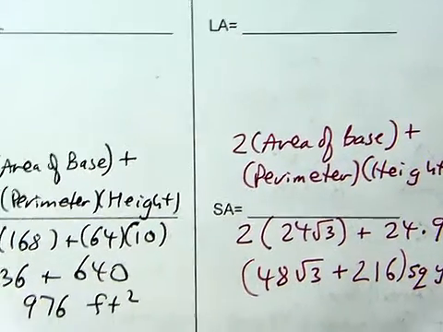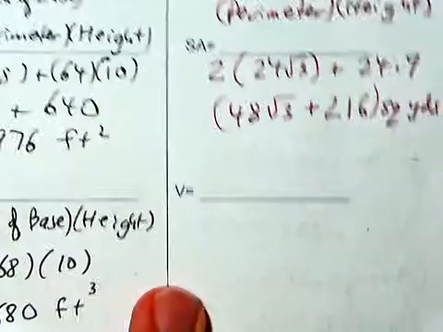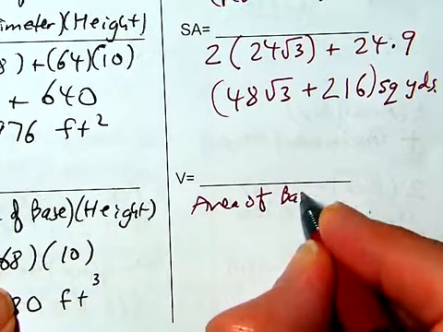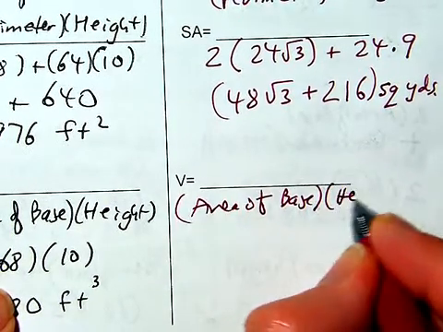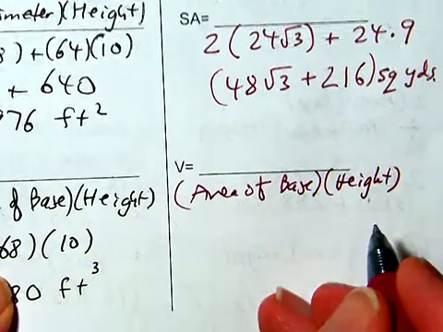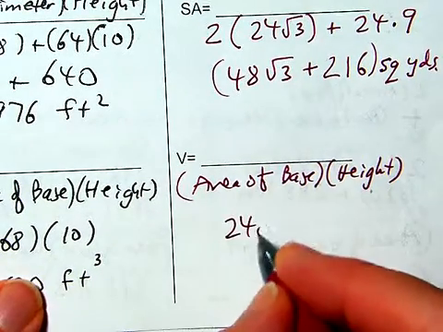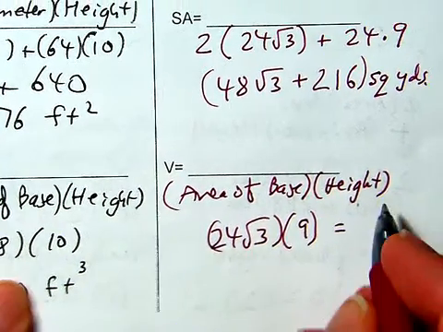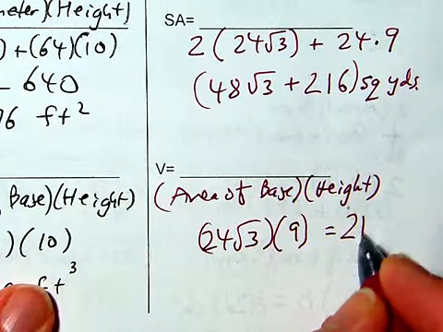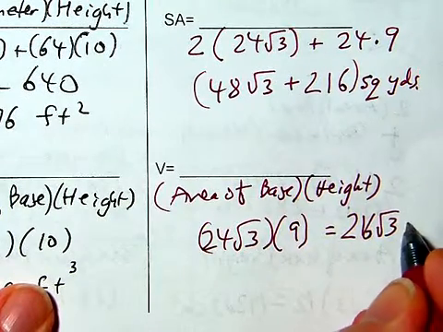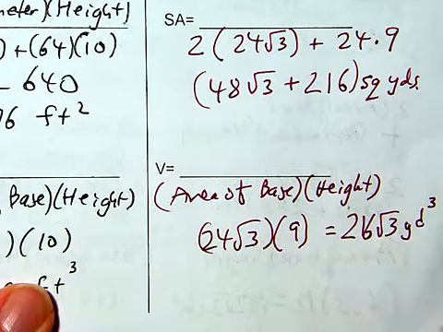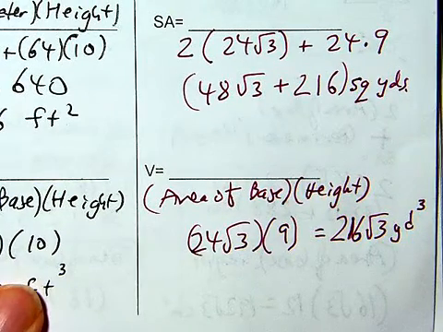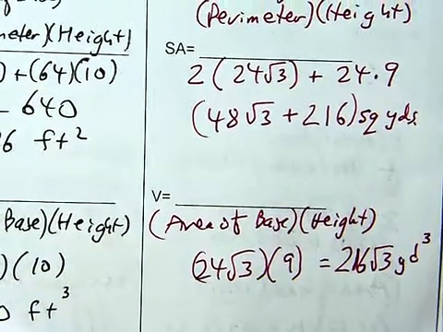And the volume, remember our volume formula is area of base times height. In this case, the area of the base again is 24 square root of 3, and the height is 9. So once again, we get 216 times the square root of 3 cubic yards. Okay, we can write it like that. This is 216 times square root of 3 cubic yards. Well, I hope that helps a little bit with how to do that problem.